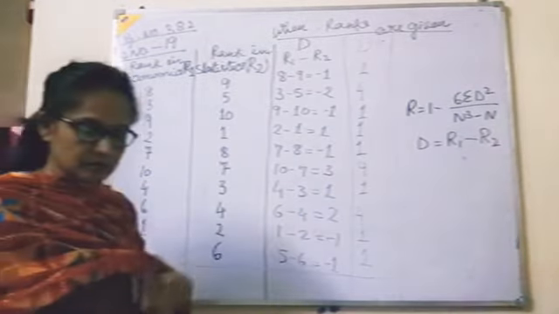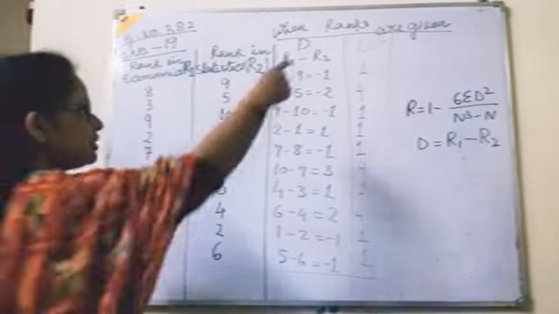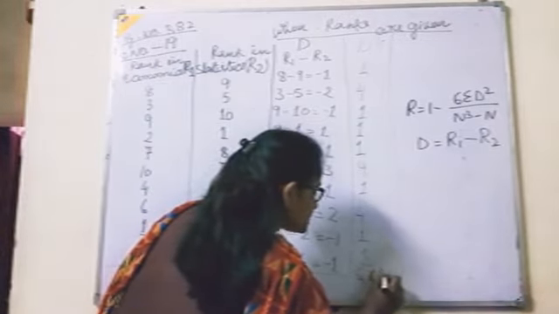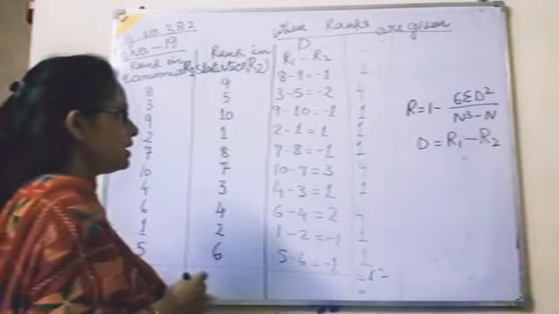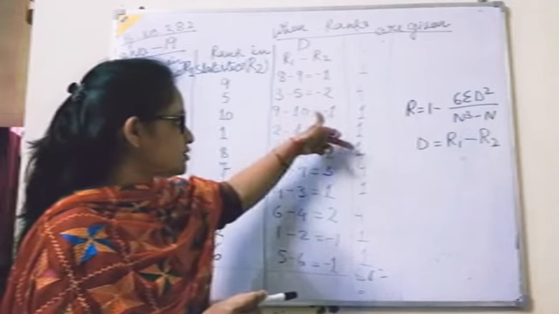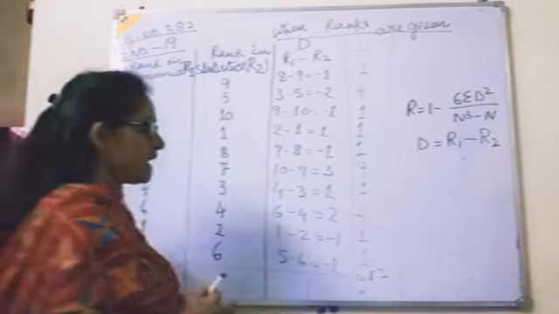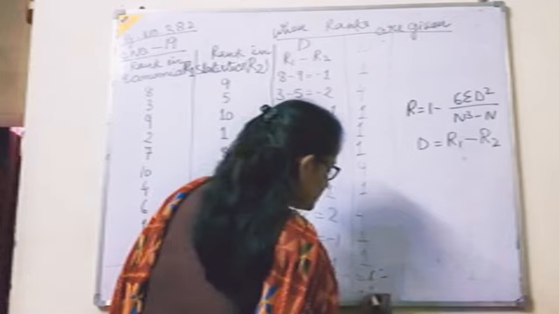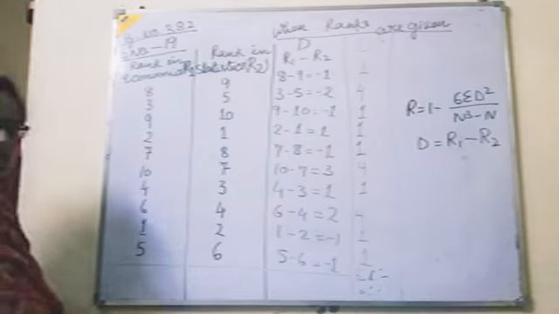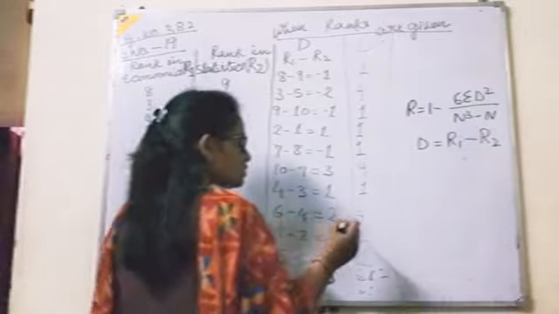Now what we are going to do next, D square we have calculated. We'll calculate summation D square. We'll add all. Means we have to add 1 plus 4 plus 1 plus 1 plus 1 plus 9 plus 1 plus 4 plus 1 plus 1. When you add it, you will get 24. Summation D square is 24. Is it clear to all of you? So summation D square is equal to 24.